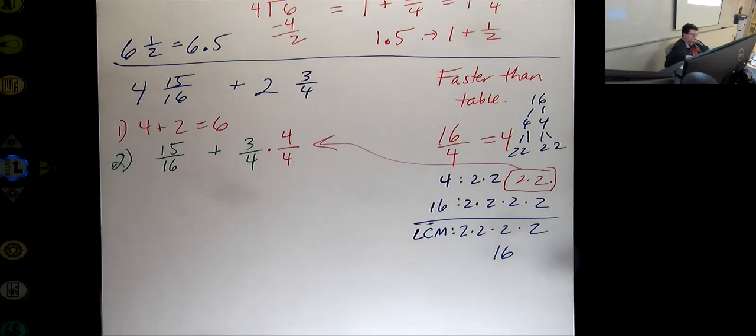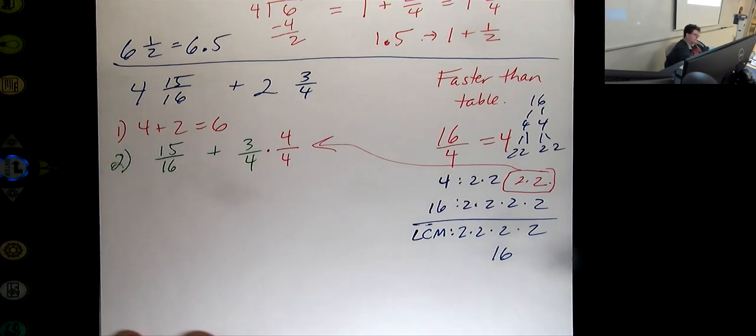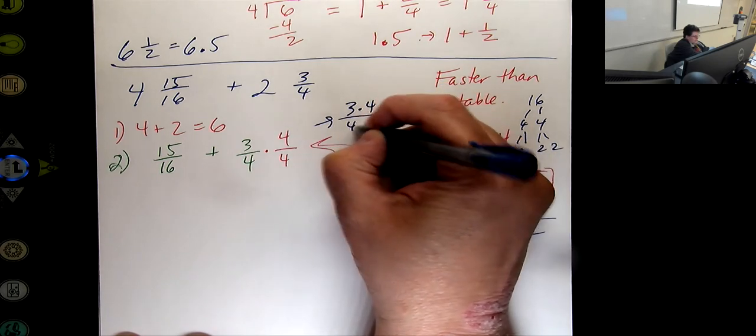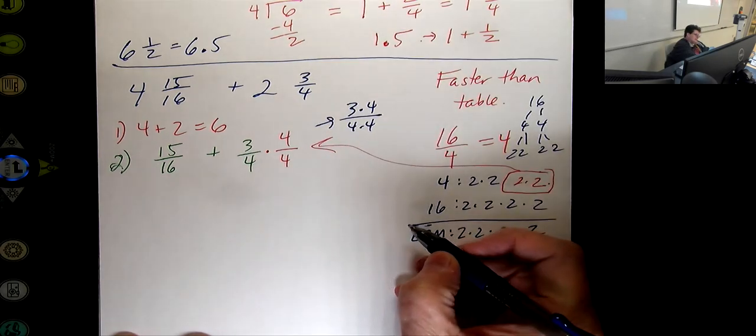All right, so if I do that, remember we multiply the tops together and we multiply the bottoms together. What would that be?